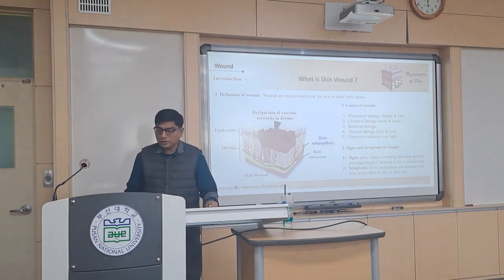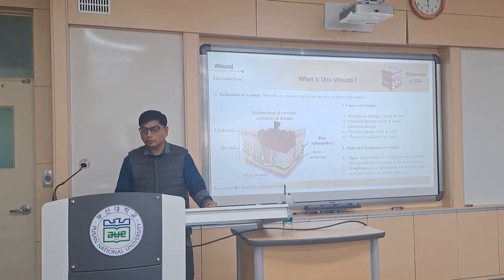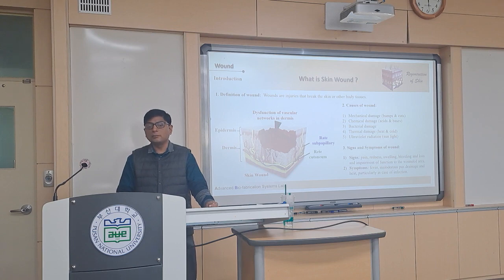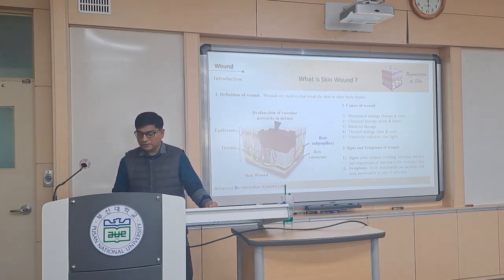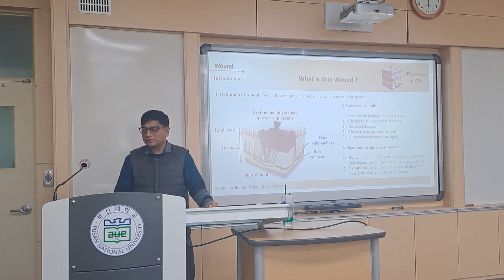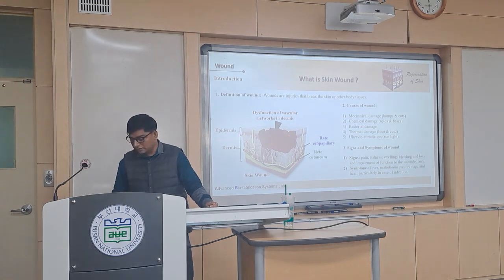What is a wound? A wound is an injured part of the skin, and it is caused by mechanical damage, chemical damage, bacterial damage, thermal damage and ultraviolet radiation. So what are the signs of a wound? Pain, redness, swelling and bleeding, and impaired function of the wound area. Symptoms are fever, malodorous pus, drainage and heat, particularly in the case of infection.